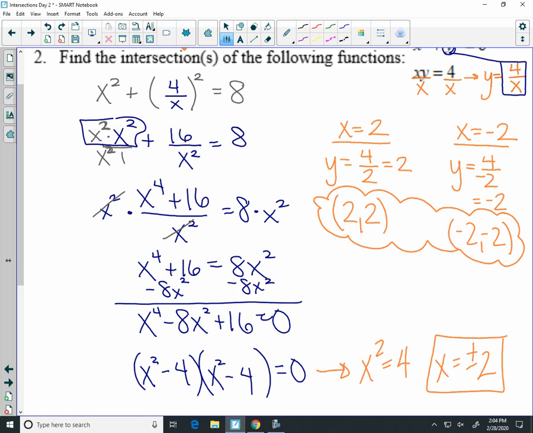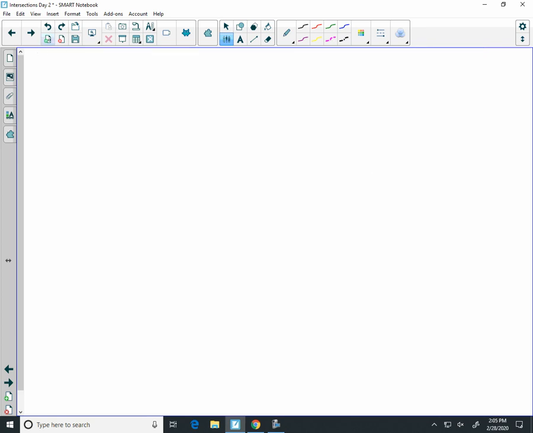Good. 2 substitution examples. Flip your page when you're ready, and we're going to talk about elimination. Do you remember doing elimination? That's good. So here's when you've done elimination before.